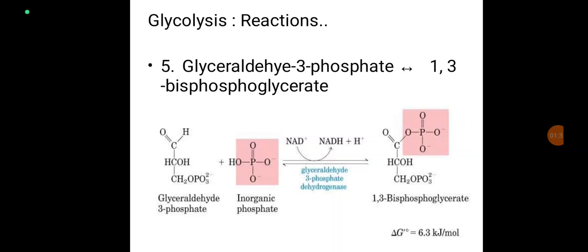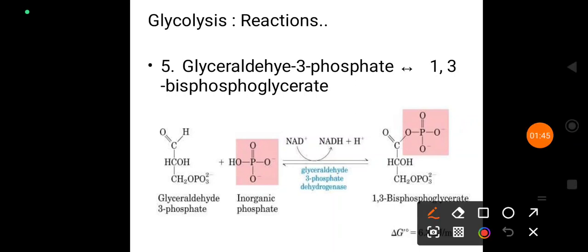And now the fifth step in glycolysis is glyceraldehyde 3 phosphate becoming 1,3 bisphosphoglycerate. That is, glyceraldehyde 3 phosphate reacts with inorganic phosphate, utilizing NAD, by the enzyme glyceraldehyde 3 phosphate dehydrogenase. It gives you 1,3 bisphosphoglycerate. It is a dehydrogenation, so NAD becomes NADH plus H plus, utilizing one inorganic phosphate.